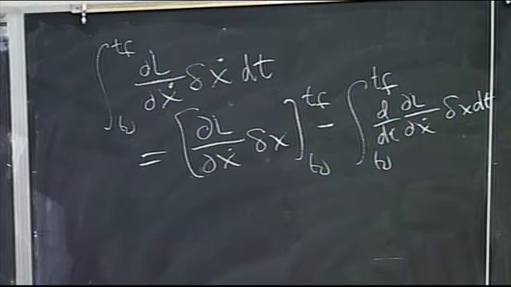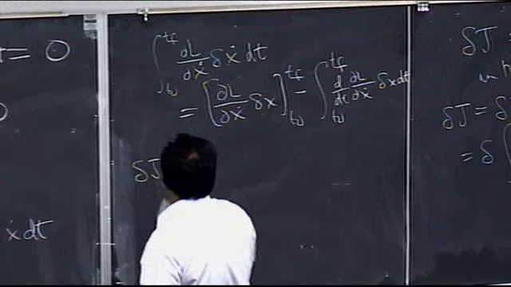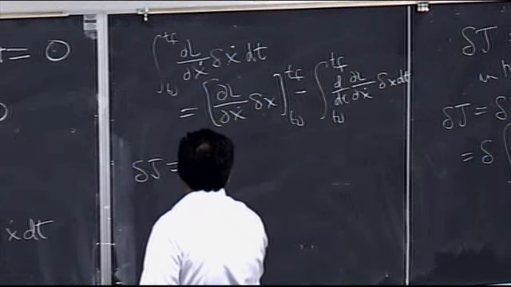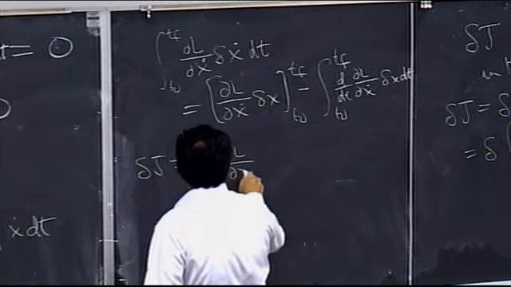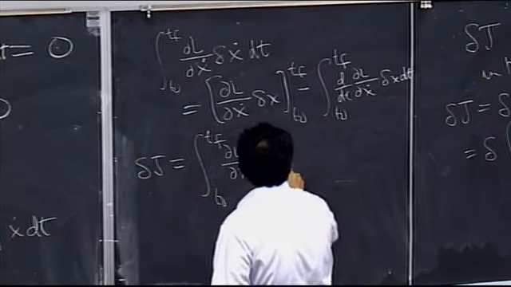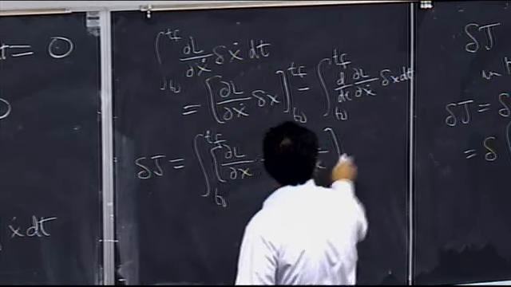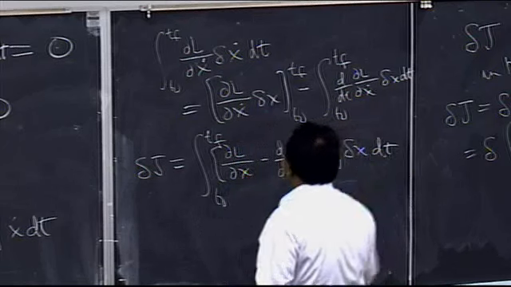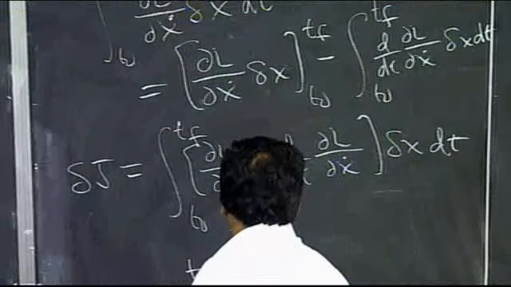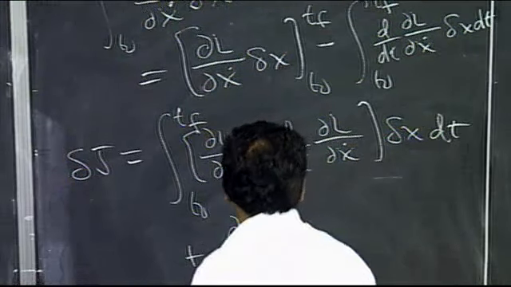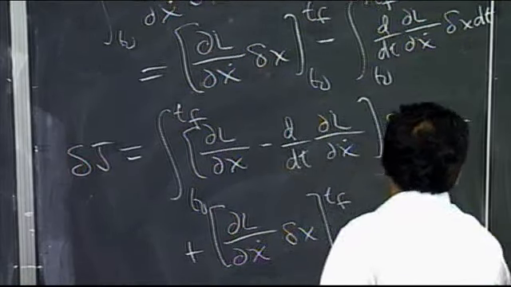Right? So when I do that and I plug this in over there, the variation in J is going to equal this. The integral from t0 to tf, I've still got this first term, the partial of L with respect to x, minus now d dt of the partial of L with respect to x dot, the whole thing times the variation in x, dt. And I've got this term over here, plus the partial of L with respect to x dot times the variation in x, the whole thing evaluated between t0 and tf, and that has to equal 0.